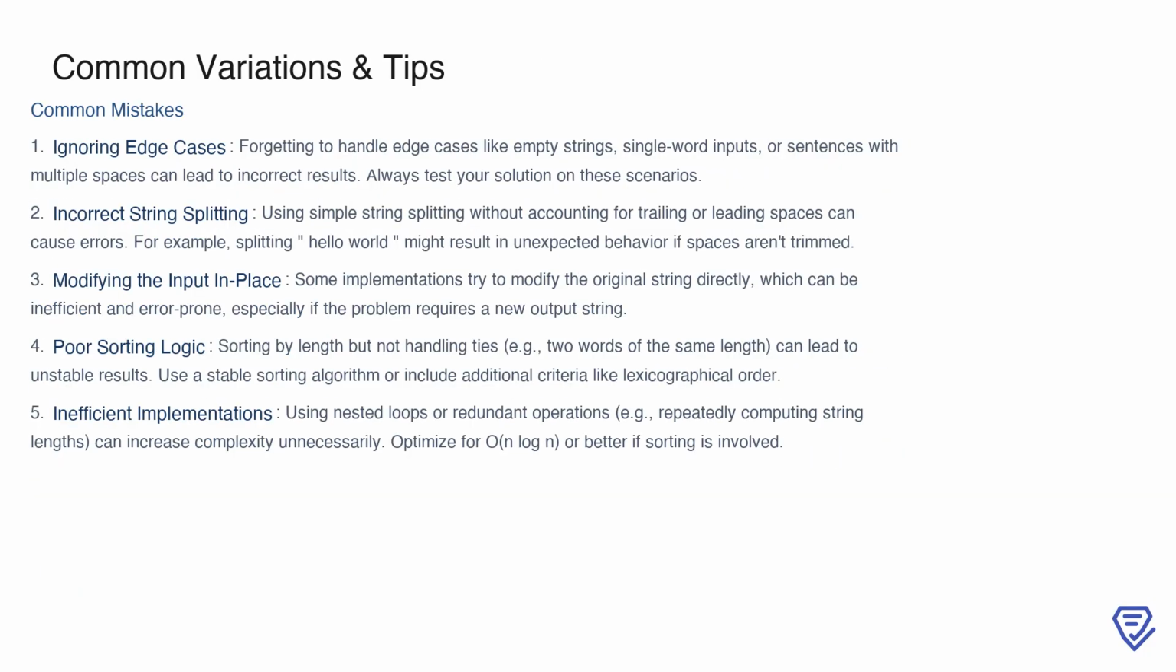When solving this problem, there are several common mistakes you want to avoid. First, ignoring edge cases is a frequent pitfall. For example, if you don't account for empty strings, single-word inputs, or sentences with multiple spaces, your solution might fail in these scenarios. Testing against these edge cases is essential to ensure robustness.